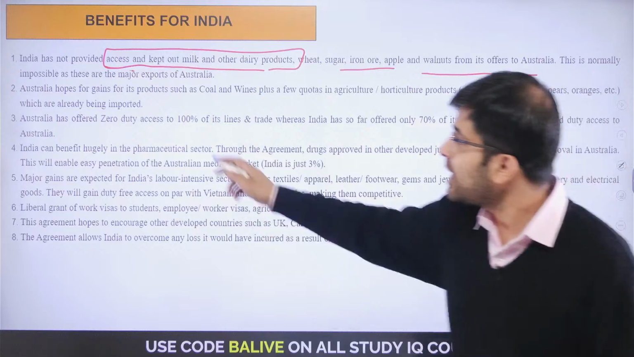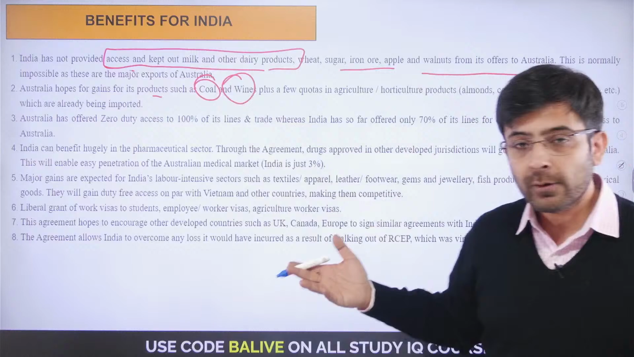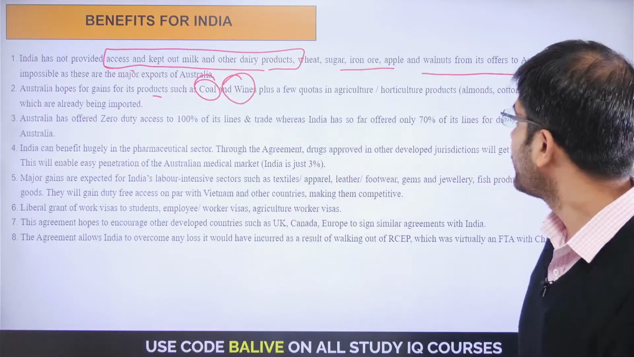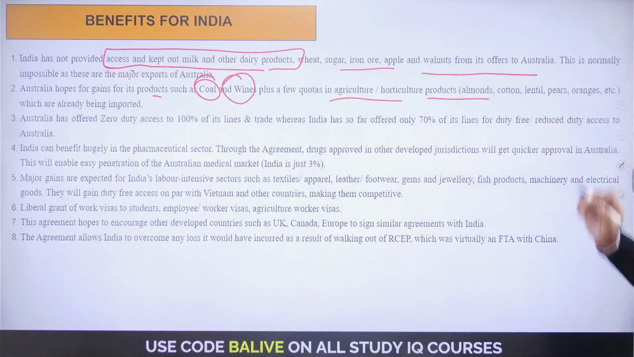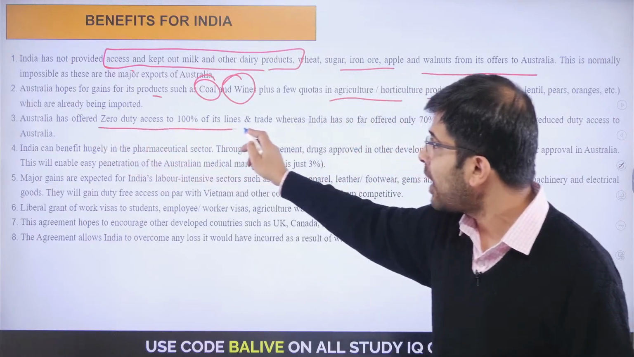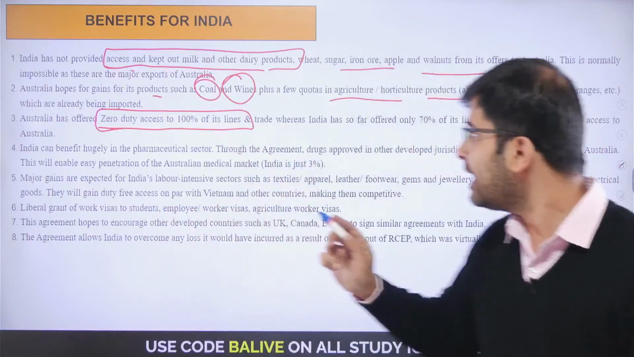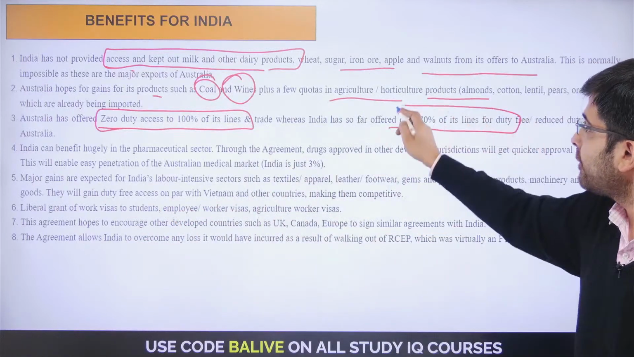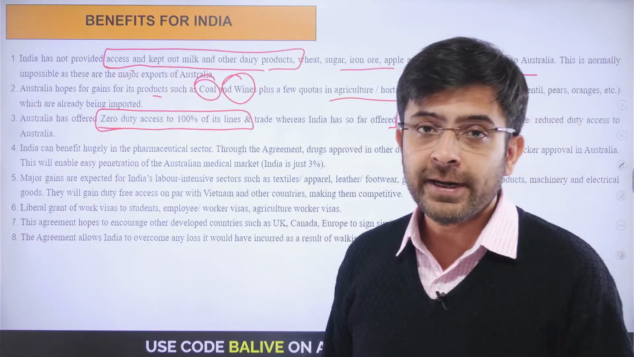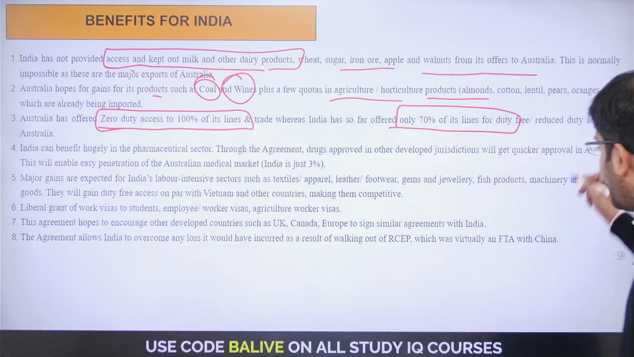Australia hopes for gains for its products such as coal and wines. Obviously, coking coal is the major export. You're looking at Australian wines now being further integrated with the Indian market. Quotas in agriculture and horticulture products. Now, Australia has offered zero duty access to 100% of its lines, like I told you, all tariff lines. But India has offered only 70% of its lines. You see? So who benefits out of this? Whose trade deficit narrows down? Quite obvious.